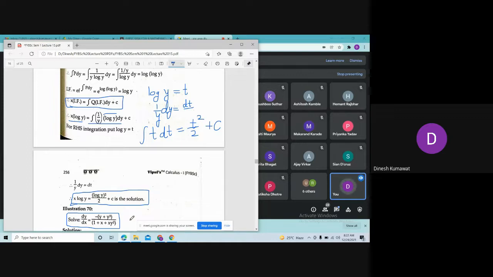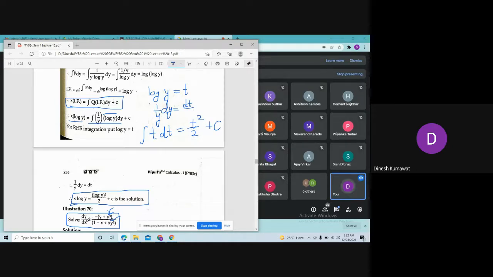Yes, what is your guess? Is it linear in x or linear in y? Linear in x. Linear in x, because here the degree of y is nothing but 3. Here the degree of y is nothing but 2. So we can't say this is linear in y. Hence this is linear in x.